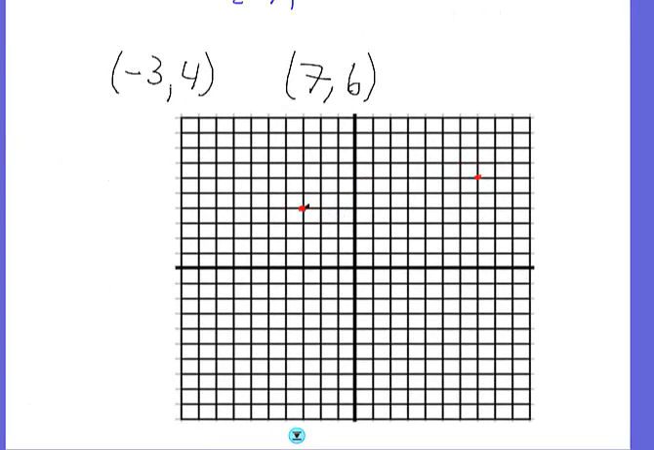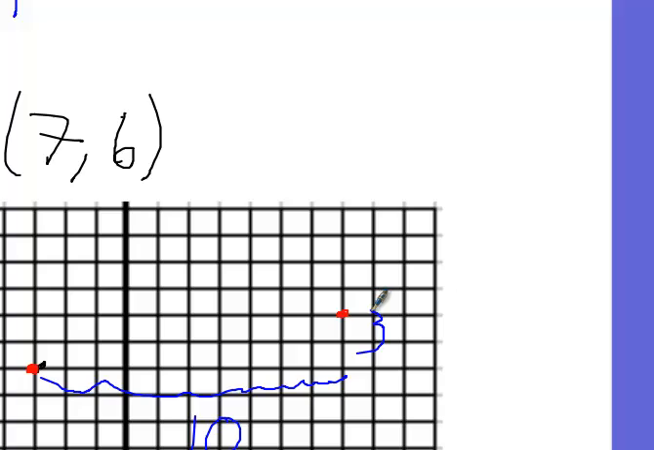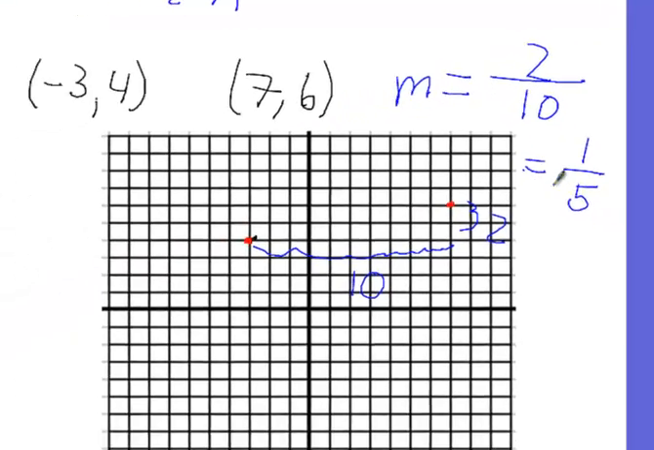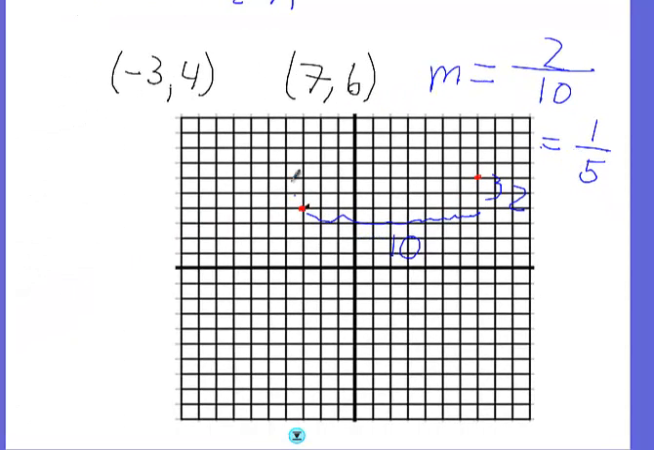All right. Now, to find our change in x, we're just going to count left to right. 1, 2, 3, 4, 5, 6, 7, 8, 9, 10. So this is a distance of 10. Then we're going to count up. We're going to go 1, 2. Okay. So our m for this one, our change in x is 10. Our change in y is 2, which is going to simplify down to 1/5. Okay, so for every 5 we're going left or right, we're going up or down 1. All right, so this is the graphical way to find slope.